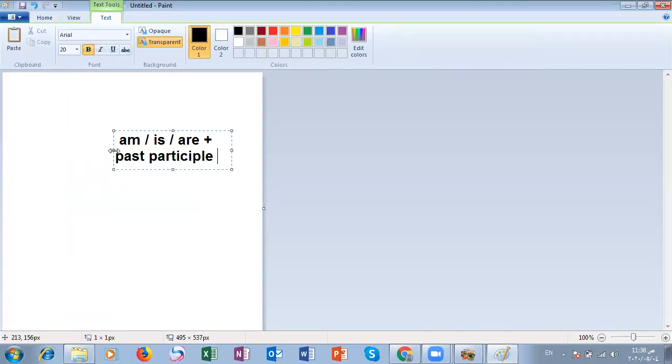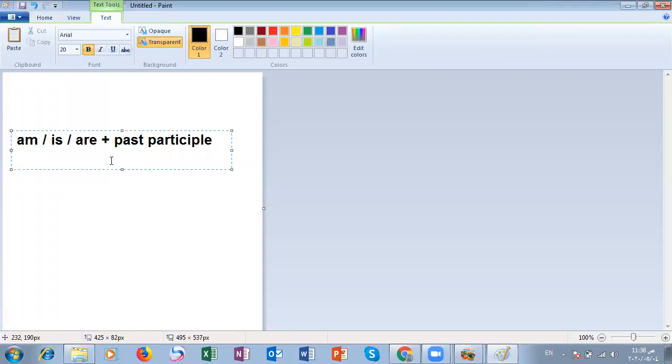We need to use this structure. As you see now, we have am or is or are plus what? Plus the past participle. You can remember now the past participle. Okay. So we have am, is, and are before the past participle. Let's go back to our lesson.